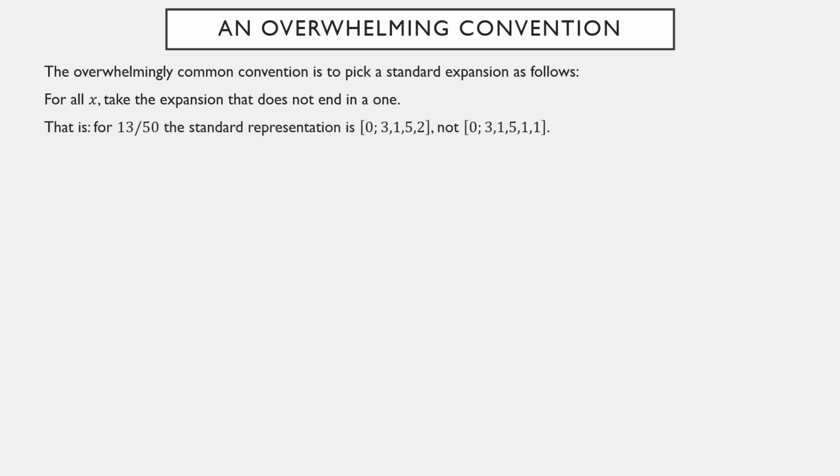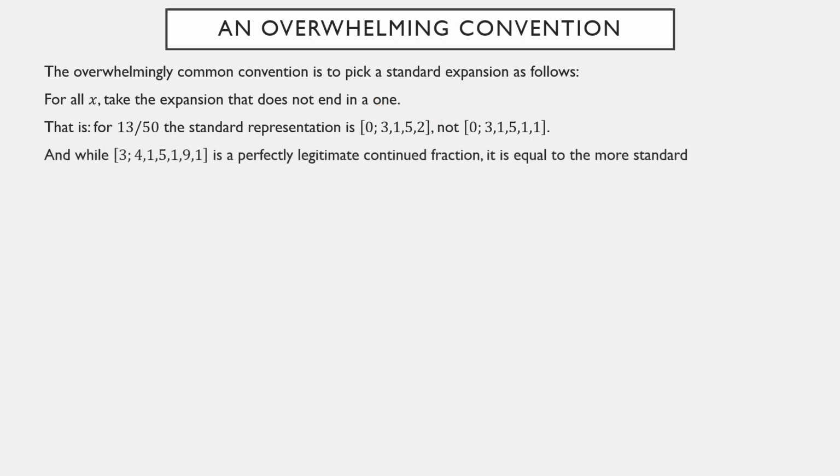So for 13 over 50, we found continued fraction expansion 3, 1, 5, 2. This number is bigger than 1, so subtract 1 from it and then tag on an extra 1. This will produce the same number. These two are the same number. But this is the standard way to write it. Do not end a continued fraction expansion with a 1.